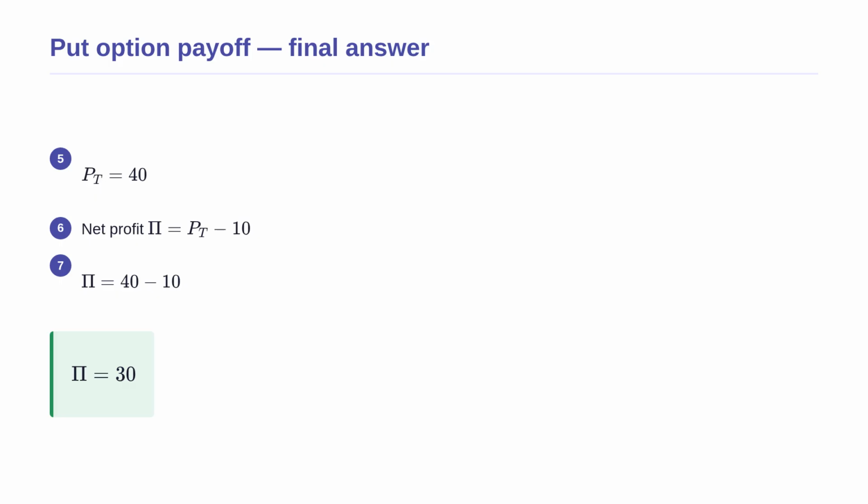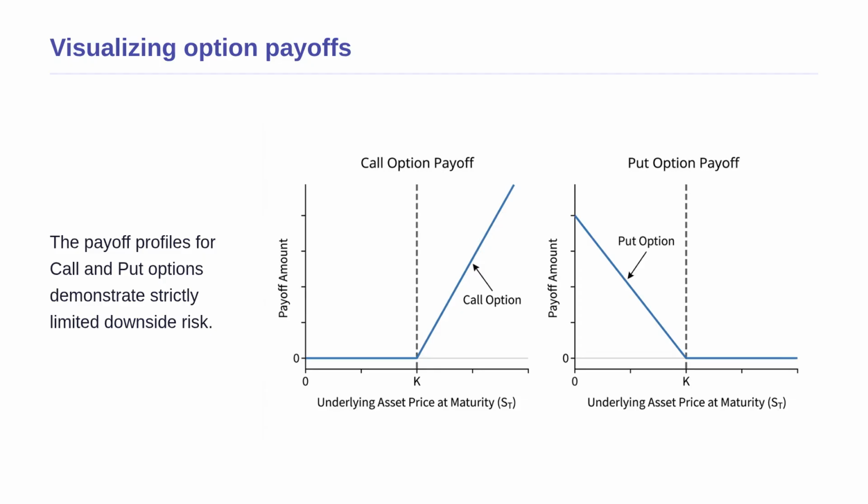To find the true financial outcome, we define our net profit pi as the gross payoff minus the initial $10 premium. Subtracting 10 from 40 gives us a final net profit of $30. This perfectly illustrates how put options protect investors. Even after paying for the price drop insurance, the severe fall in value allowed the insurance to pay out, netting you a solid profit.